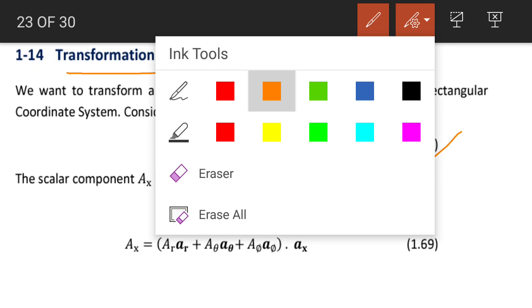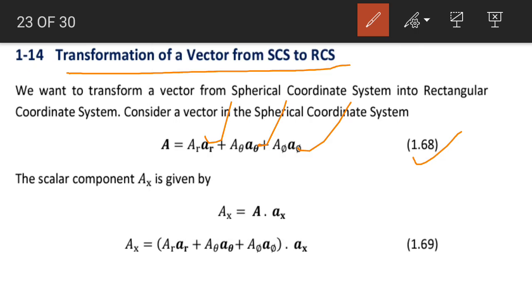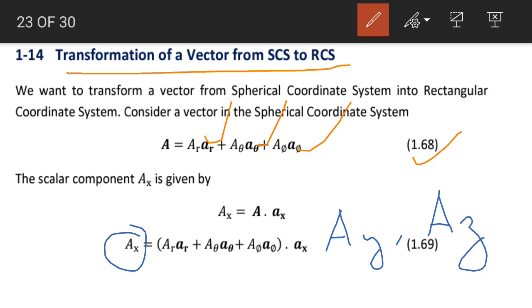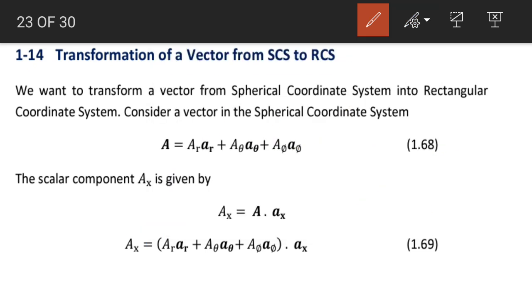So if we want to represent the same vector in the rectangular coordinate system, we need to find out the x component of this vector, the y component of this vector, and the z component of this vector. So somehow we need to find out the x, y, and z component of this vector. If we can calculate these three components, then we can represent the same vector in the rectangular coordinate system.